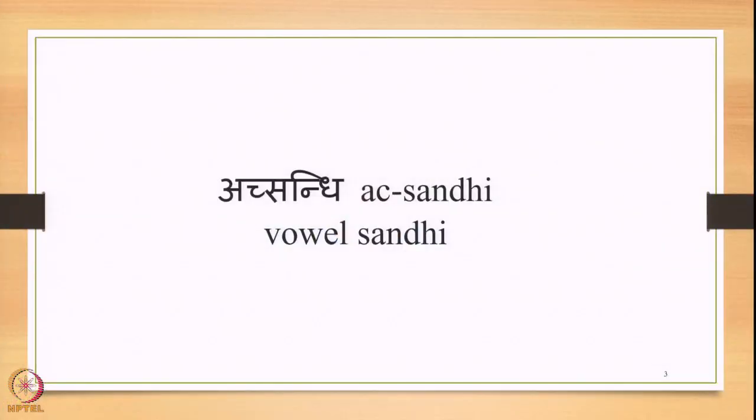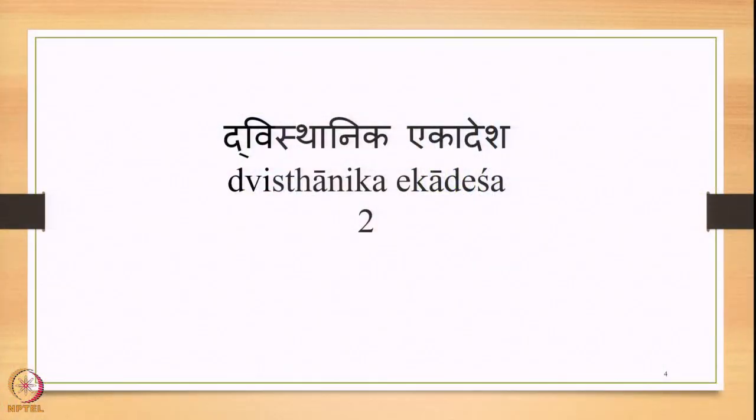We are studying ac-sandhi or vowel sandhi, the sandhi that takes place of a vowel. This can be classified into two. The second one we are studying right now, namely dvisthānika ekādeśa. The first one we already studied is ekasthānika ekādeśa: one substituent and one substitute. We also studied two instances of ekasthānika ekādeśa, namely yan sandhi and ayavayav sandhi.